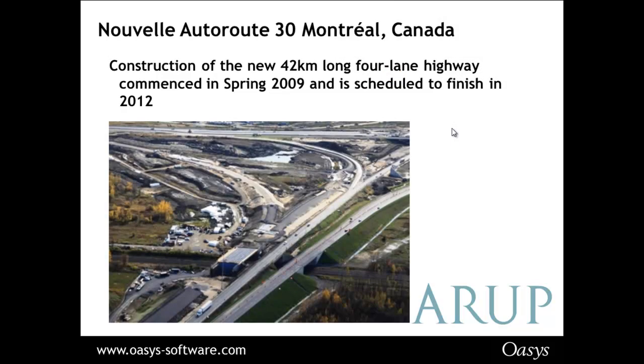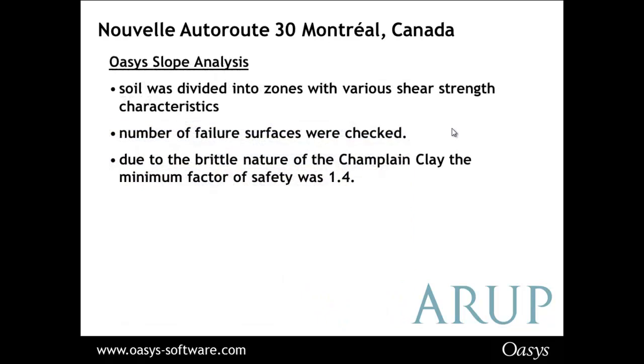Okay, so for the first case study, I'm going to briefly touch on the Nouvelle Autoroute 30 in Montreal, which was a massive highway built in Canada. It was completed in 2012. Now, Slope was used extensively on this. It was used to design the embankment material, and it was used for the earthquake conformation.